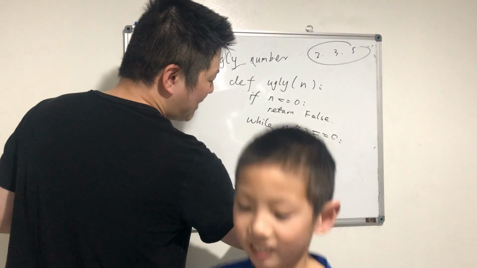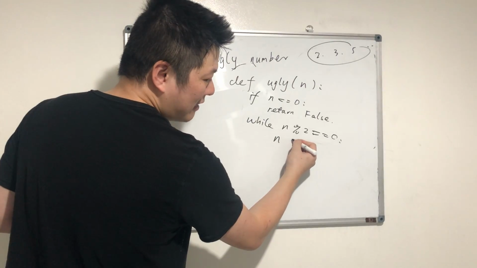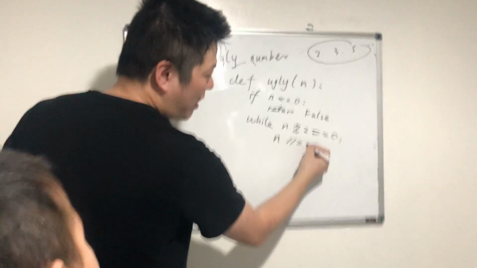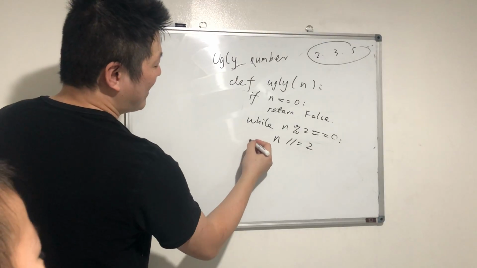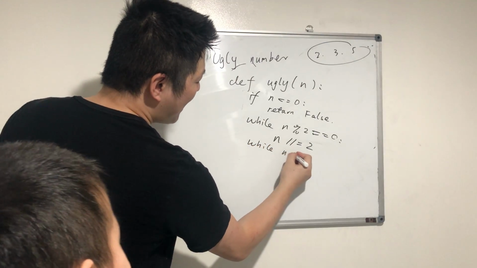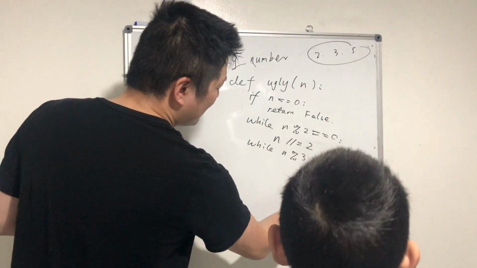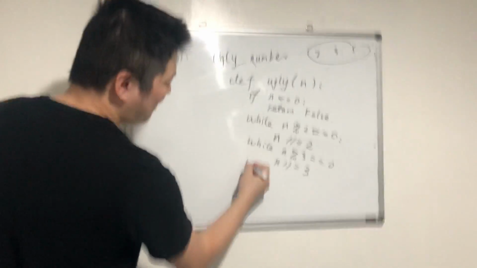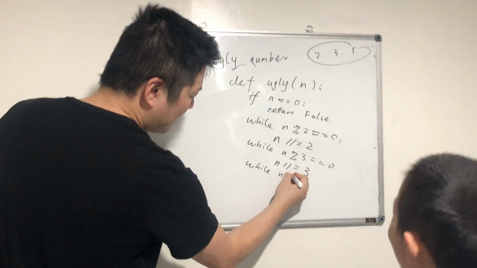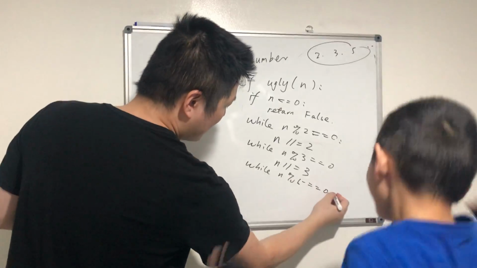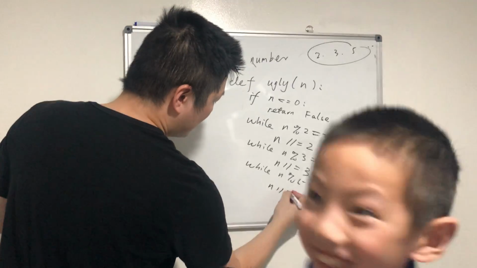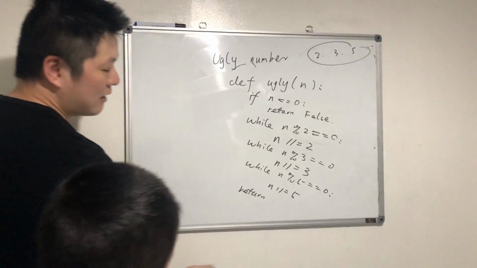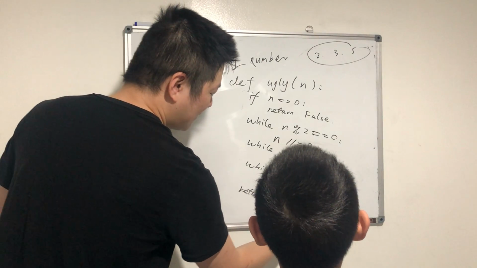So n, what? n divided by 2 equals what? n divided by equals 2. Okay, and then while n modulus 3 equals 0, n divided by equals 3. And then while n modulus 5 equals 0, n divided by equals 5. Okay, and return what?